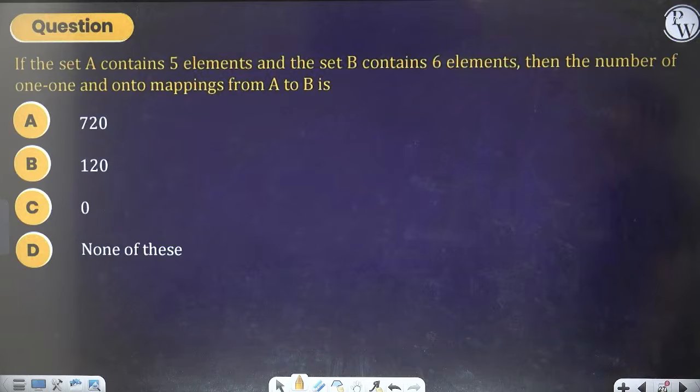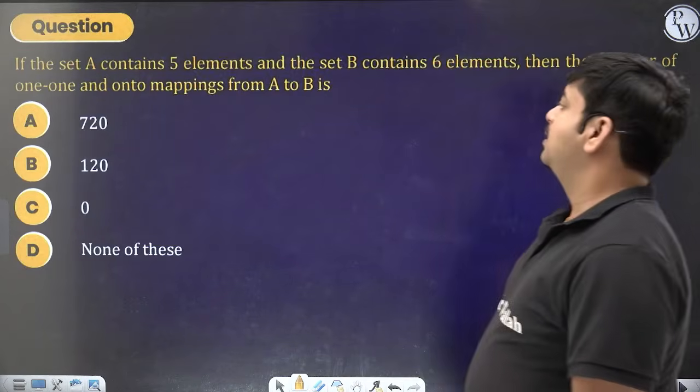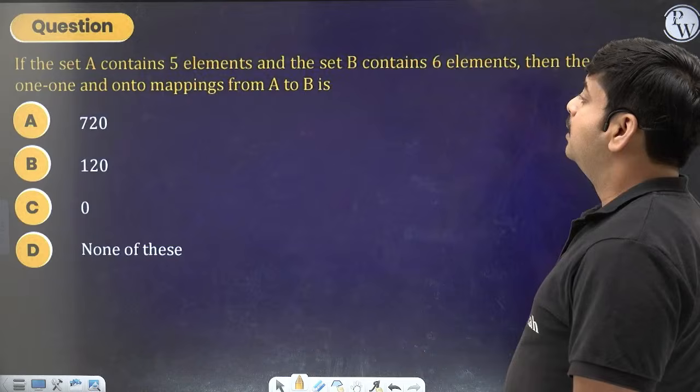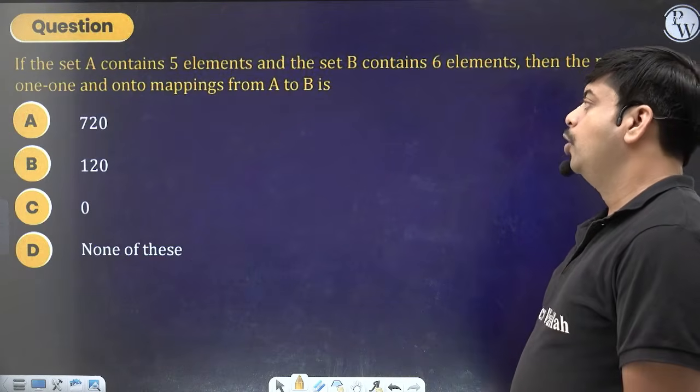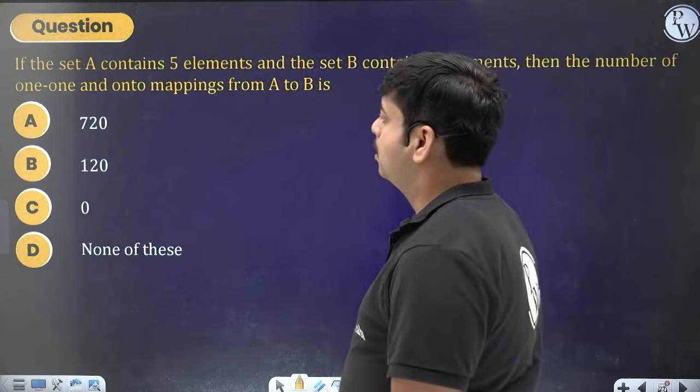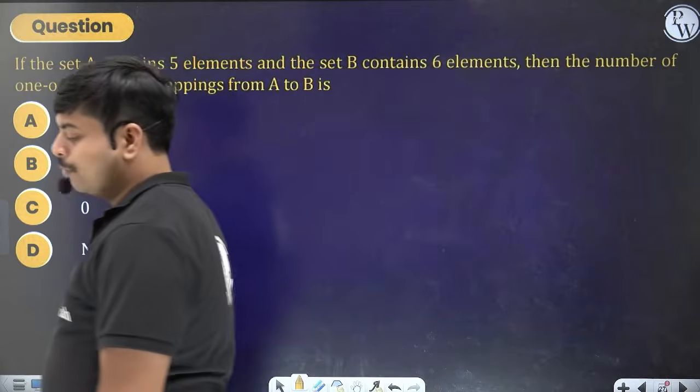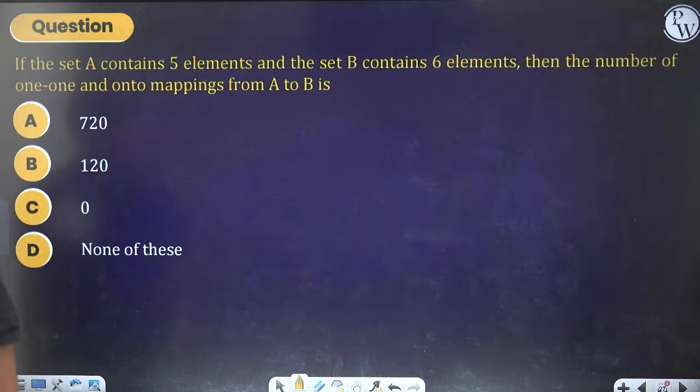If the set A contains 5 elements and set B contains 6 elements, then the number of 1-1 and onto mappings from A to B is... 1-1 and onto means the number of bijections. So look into that. Tell me what will be your answer quickly. Do it fast, people.